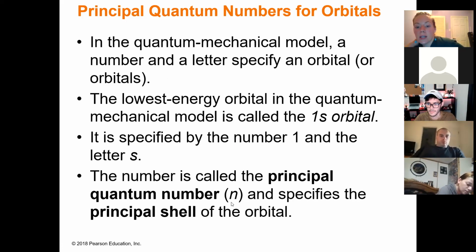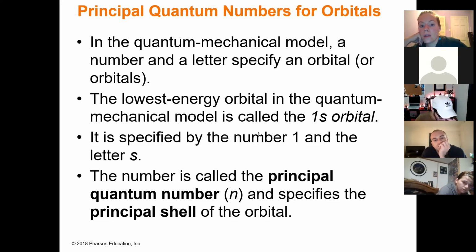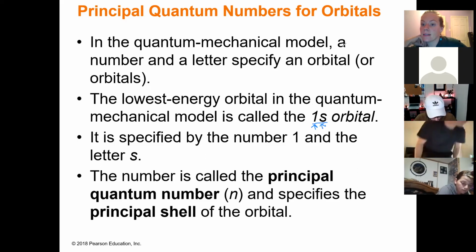But in addition, we have a letter. The letter explains the shape of the orbital. So now we're not just circular paths. We have different shapes depending on what letter we get. The first orbital that's out there is the 1s, 1 being the lowest energy and s being its shape. The shape of the s is a sphere, and we'll go through all the different shapes that we have.